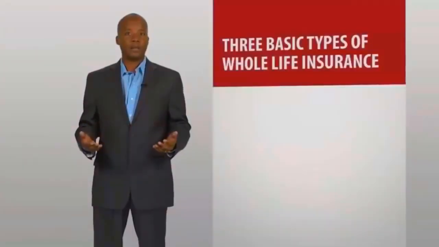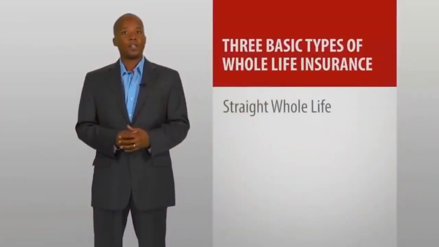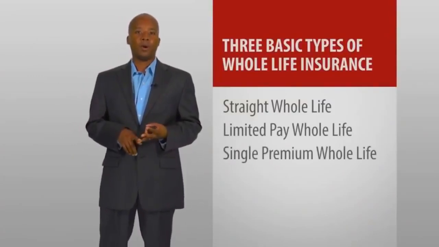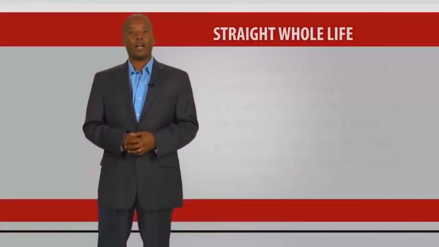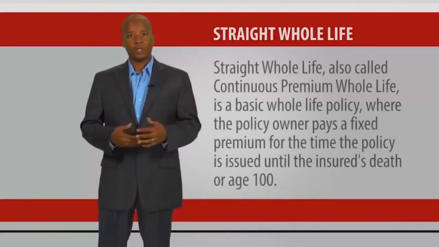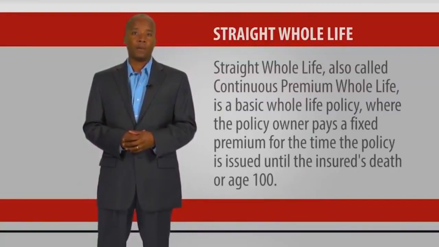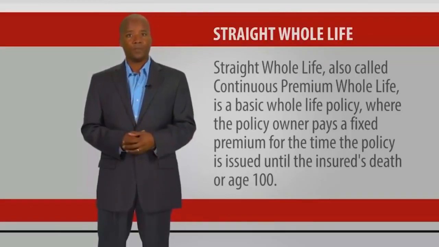The three basic types of whole life insurance are straight whole life, limited pay whole life, and single premium whole life. Straight whole life, also called continuous premium whole life, is a basic whole life policy where the policy owner pays a fixed premium for the time the policy is issued until the insured's death or age 100.